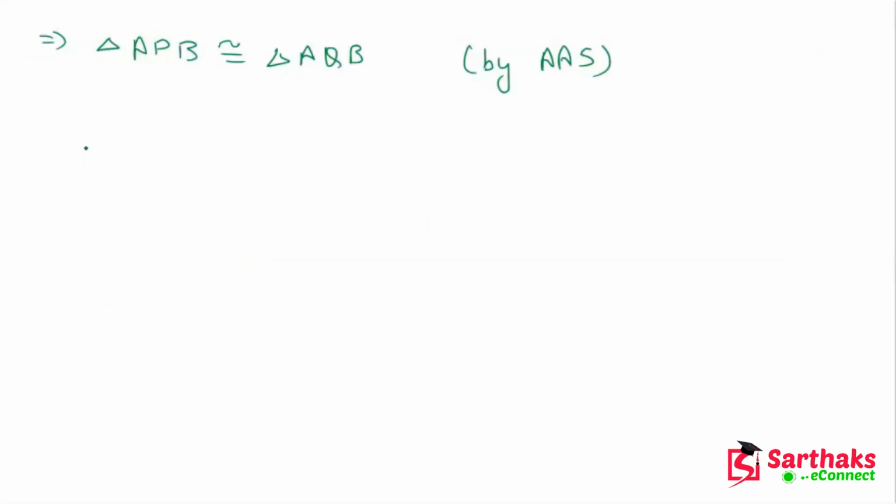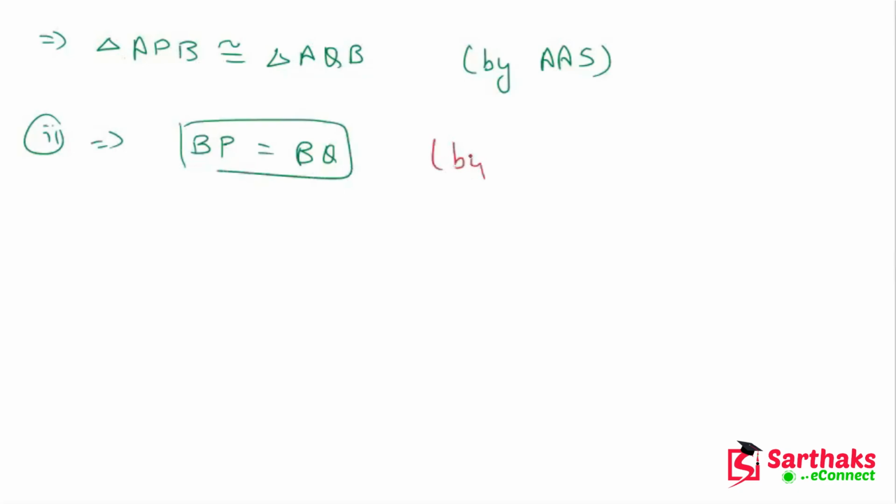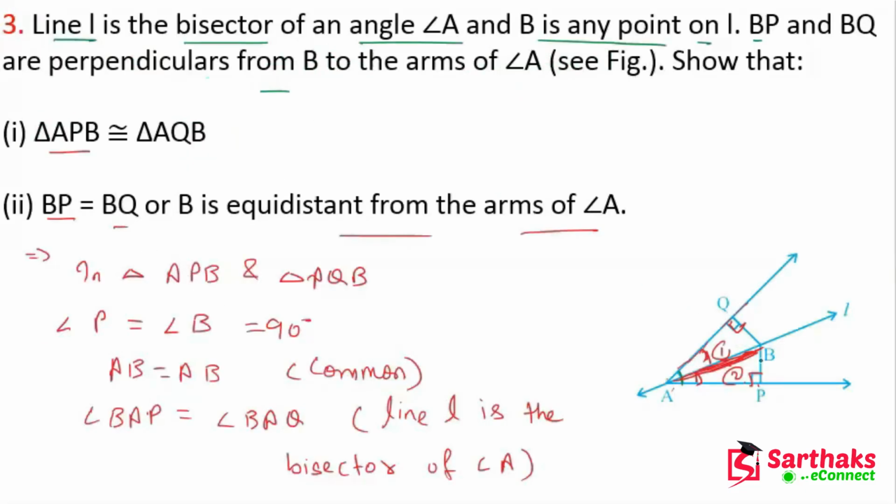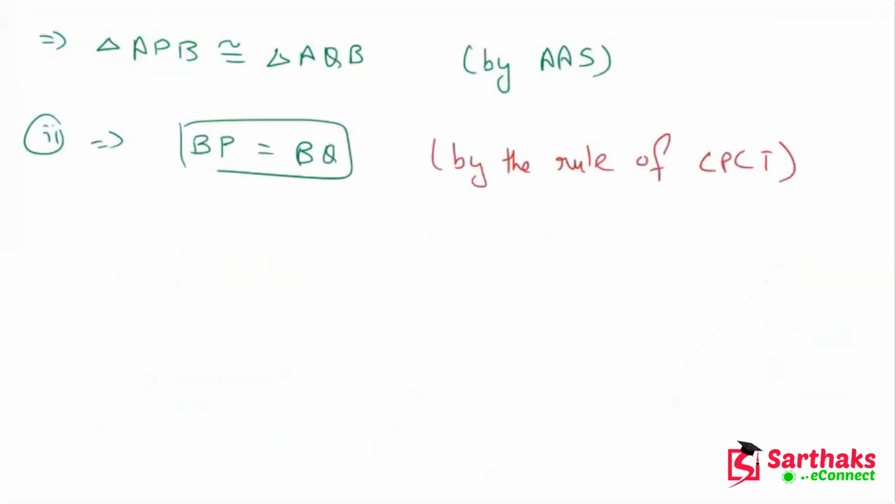So by the rule of CPCT, this is the second part, BP is equal to BQ. BP is equal to BQ by the rule of CPCT, because these are the corresponding parts. BP is equal to BQ. Got it, my dear friends? And it can be said that point B is equidistant from the arms of angle A.